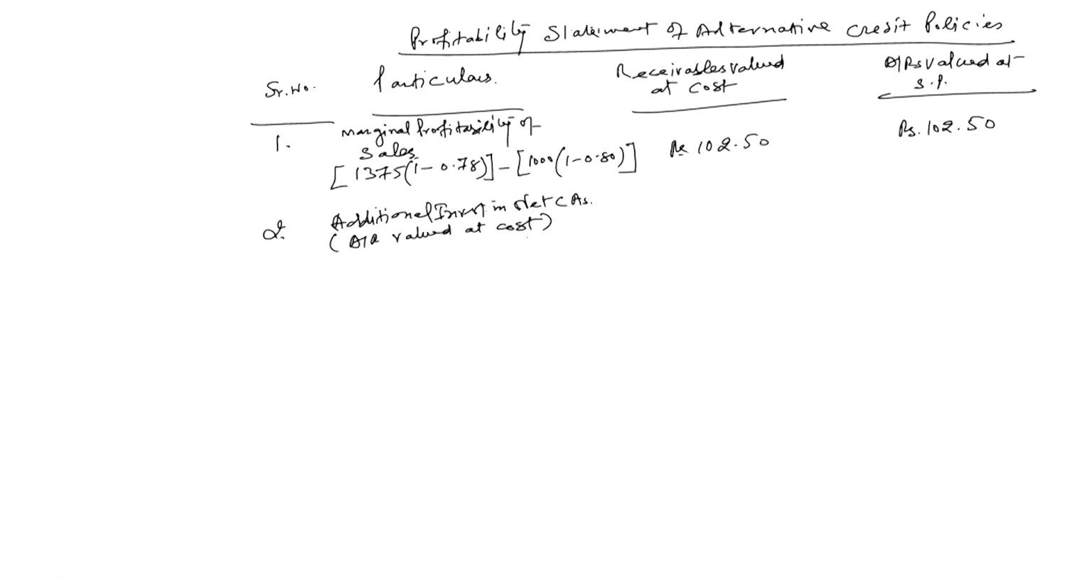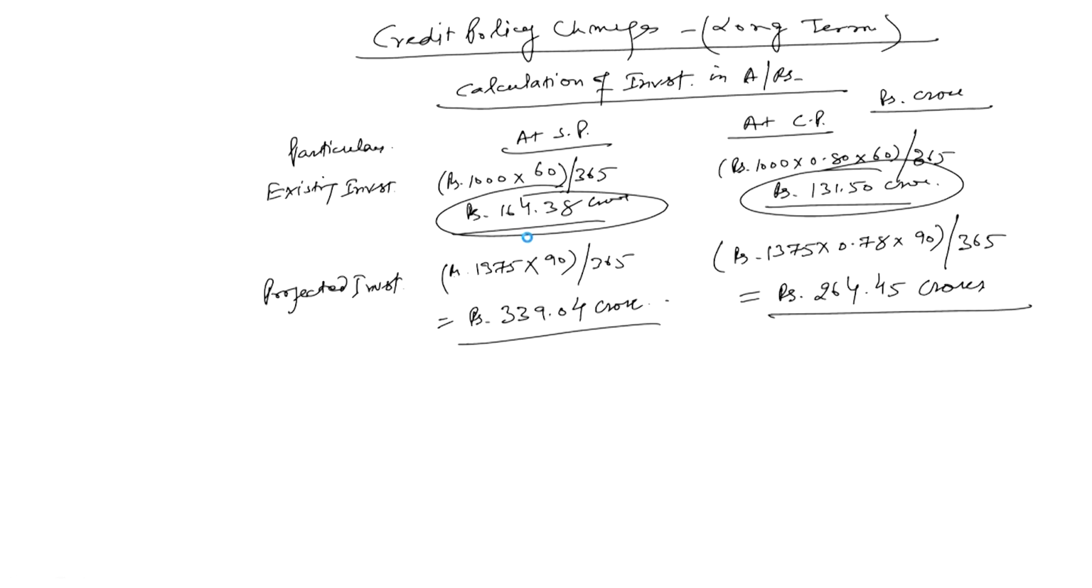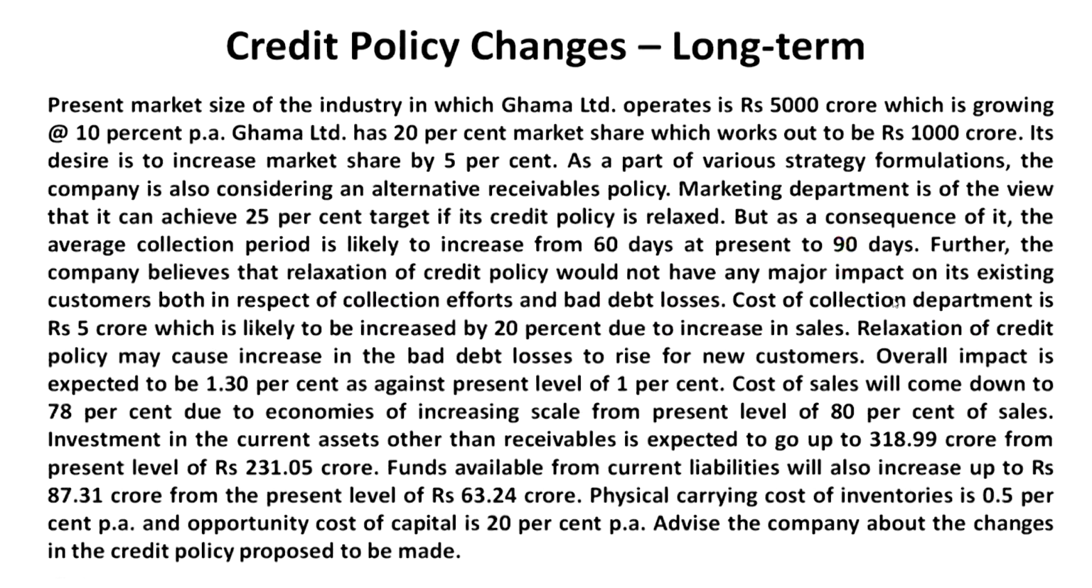How much investment is going to be there now? When the receivables are valued at cost, here it is the important component for us. So what is going to be the new investment here? That investment which is 264.45 will be in the accounts receivables, and 231.68, which is given to us here, that is the investment which is given to us.